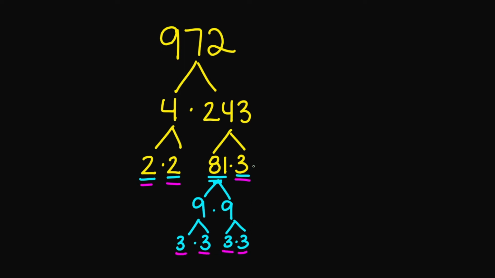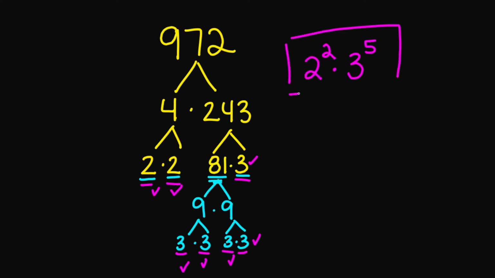So now I can go ahead and write my prime power factorization. So I have 1, 2, 3, 4, 5 3's, 3 to the 5th power, and 2 2's. So 2 to the 2nd power times 3 to the 5th power is my final answer.